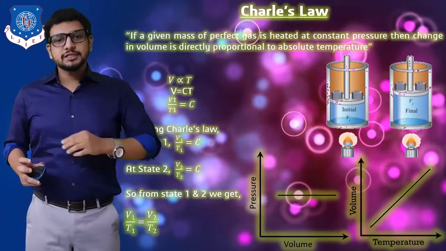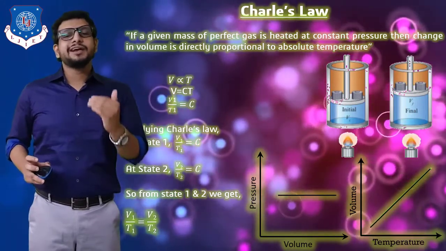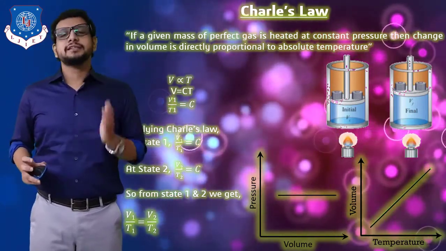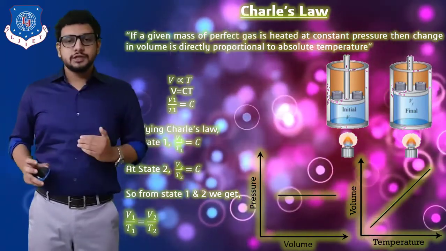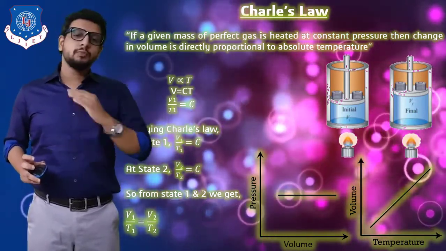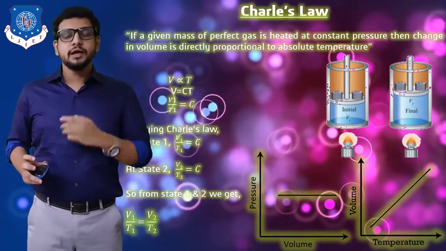Now applying our Charles's law at state 1, we can write by its statement V1 by T1 is equal to constant. Similarly at state 2, we can write V2 by T2 is equal to constant. So from state 1 and state 2, we can conclude that V1 by T1 is equal to V2 by T2.